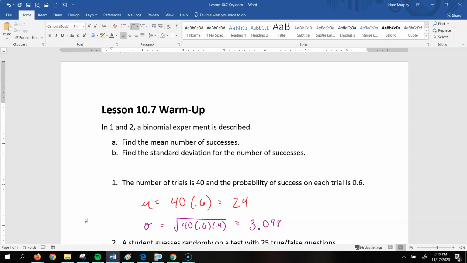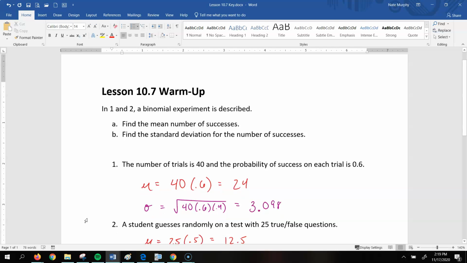And the standard deviation is the square root of n times p times q. So the number of trials times the probability of a success times the probability of a failure, and we take the square root of that product. In this situation, we have 40 trials, so n is 40. The probability of success is 0.6, which means the probability of a failure is 0.4. When you multiply those together and take the square root of that product, we get approximately 3.1, or you could have said 3.098 is your answer.